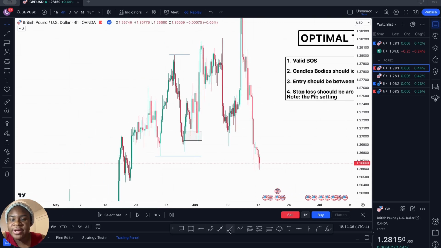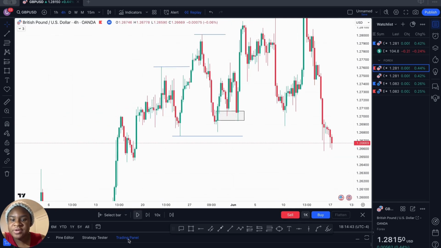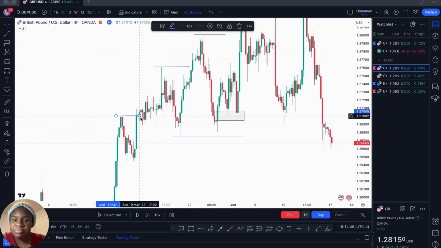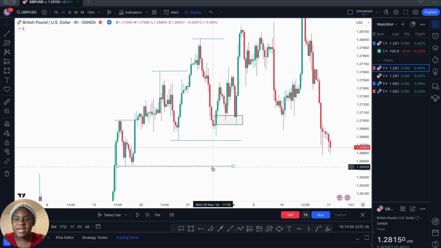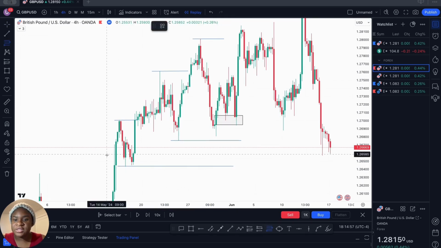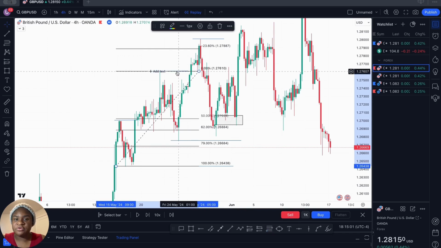What do I see here? I see a break of structure here, right? I also see what do I see here? I see a break of structure here. Can you see that, right? I see a break of structure here. This is my recent low. Am I correct? Now, what will I do? I'll take my Fibonacci from the low to the high. You can see it from the low to the high. What will I do next?